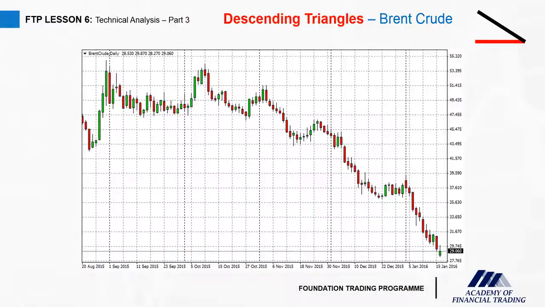All right, so let's look at a real world example here. Here we have Brent crude, a daily chart again. And you can see where are the lows, where's going long and where's going short. So first, let's establish our floor or our support, and then we will establish our ceiling or our resistance, and we can see that this is a descending triangle.